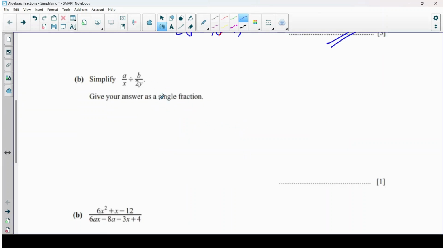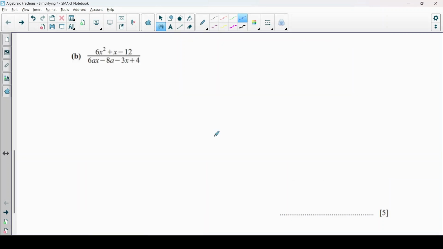This one wants us to do a bit of division, so let's keep that first fraction. We'll change it to a multiply and flip that second fraction. It's only 1 mark this, so I guess we're just going to multiply here. 2ay over bx, and nothing simplifies, so leave it there.